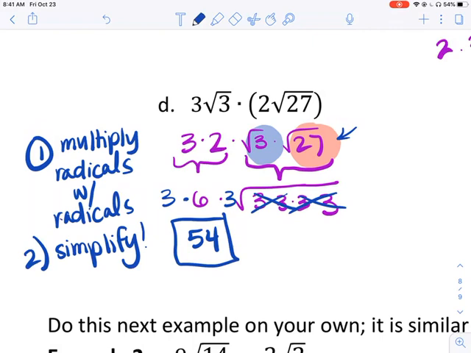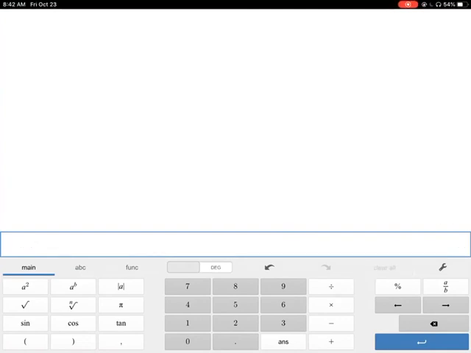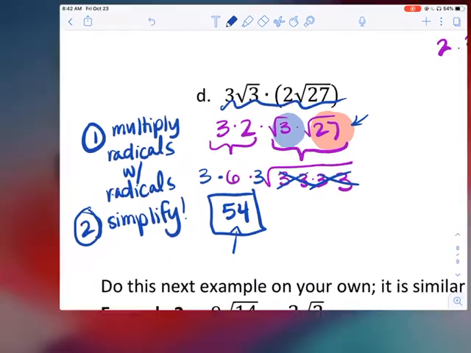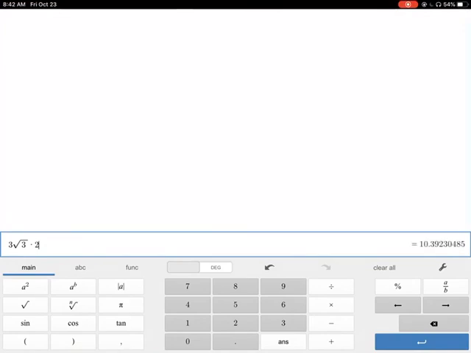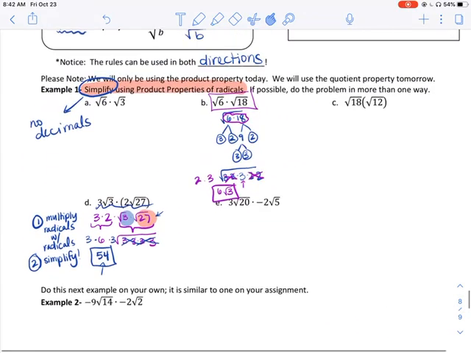And then here's another thing that you don't necessarily have to remember, but comes in handy. You can always check your answer by plugging this into the calculator and seeing if you get the same number that you got at the end. So on this one, I don't even have to plug in 2 different things. Let's just plug in 3 times the square root of 3 times, I forgot what number it was, but we're going to do it. 3 times the square root of 3 times 2 times the square root of 27. I got 54. Woohoo! So that is the correct answer, and we are done.